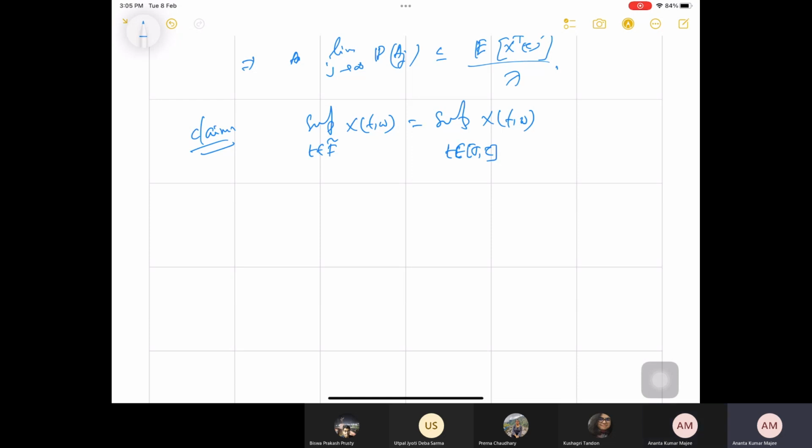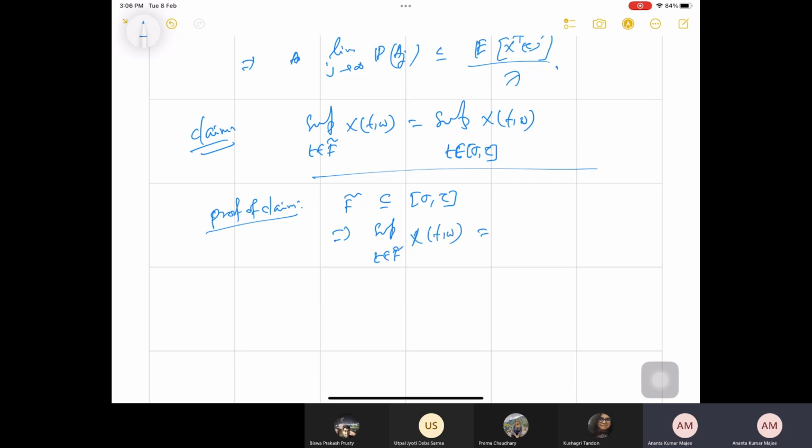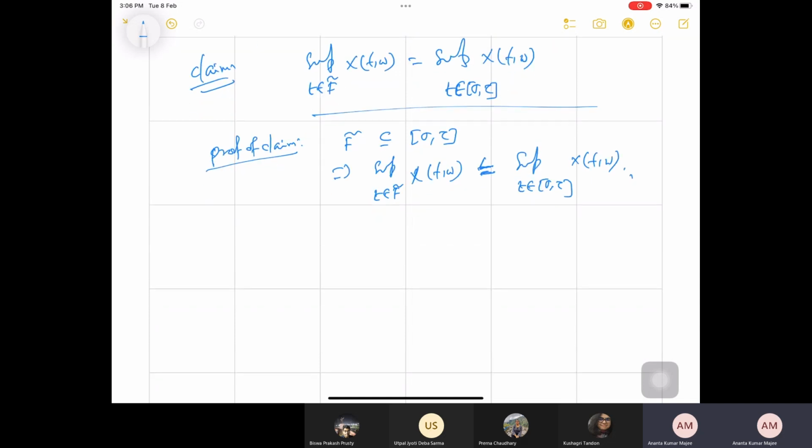So to prove this claim, one path is fine, no? In particular, your F tilde is a subset of [sigma, tau], is it not? And then this implies the supremum over t belonging to F tilde of X_t(omega), because this is in a bigger set, is basically less than or equal to the supremum over t belonging to [sigma, tau] of X_t(omega). This part is trivially fine. So you want to prove the opposite part.